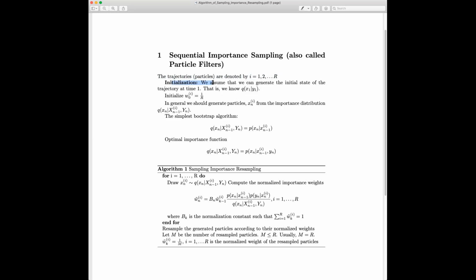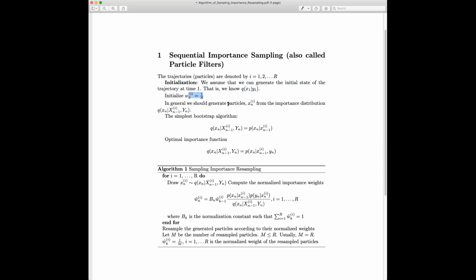And then what we have to do is have some initial assumption of how to start the initial state, right? So either we just say the initial state is 0, or we assume we can draw it from some probability distribution. And then we also have to initialize the weight of every trajectory to some number, right? So this is all the initialization.